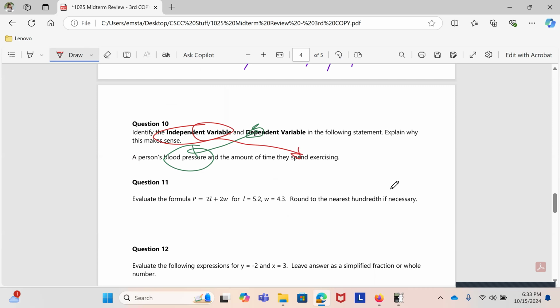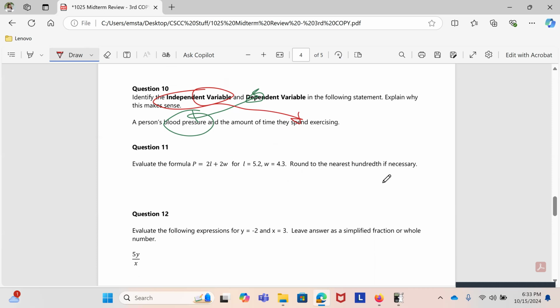Some people could argue the other one makes sense, because if I go into the doctor and they say, hey, your blood pressure's high, I may start exercising more, but we'll see. Would it be maintained? Maybe not. Questions? That one's on there.